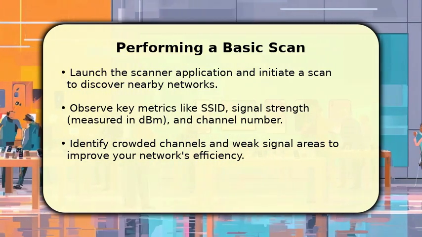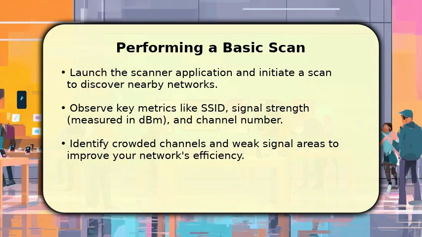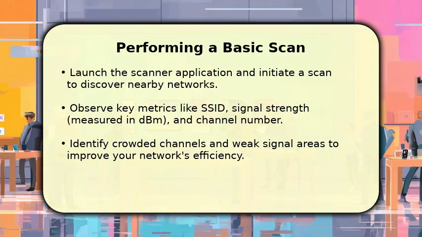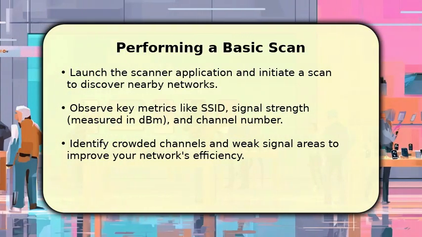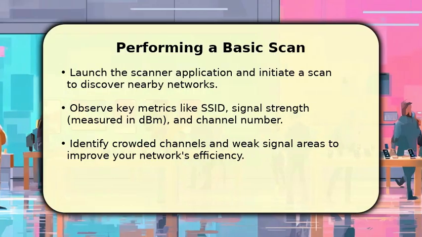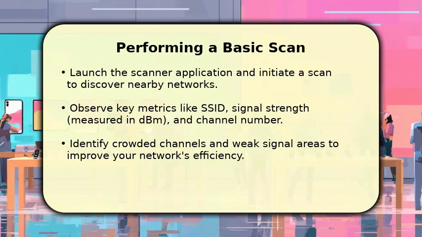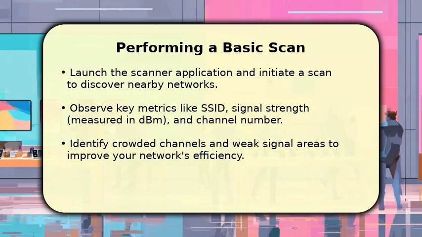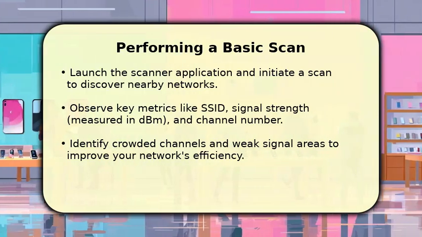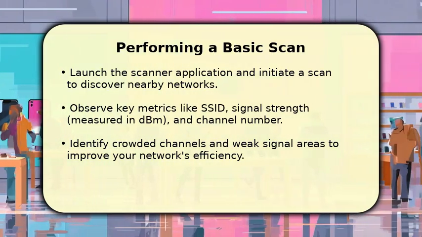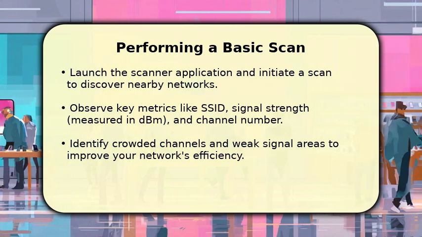To perform a basic scan, simply launch your chosen scanner application and initiate the discovery process for nearby networks. Pay close attention to key metrics such as the network's name, its signal strength, often measured in decibels relative to 1 milliwatt or dBm, and the channel number it occupies. Identifying crowded channels and areas with weak signals is crucial for improving your network's overall efficiency and reliability.